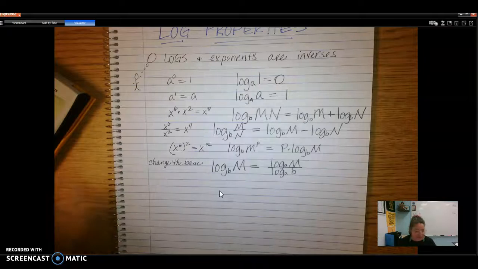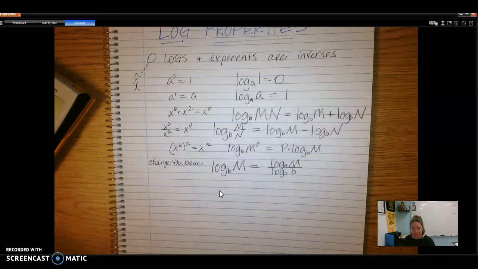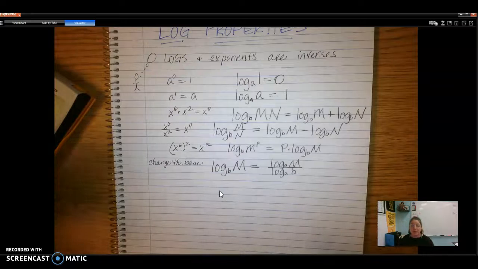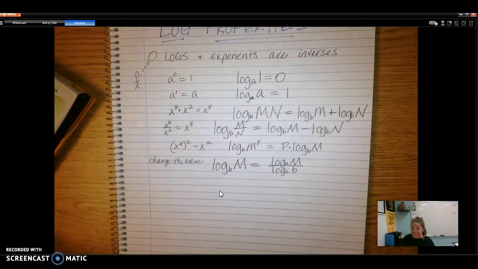Now, what does that mean? What does that look like? And what in the world, Miss Hunsaker, are you crazy? What is this, right? So here's what we're going to be doing with them: we're going to be simplifying, we're going to be expanding, we're going to be condensing, that sort of thing.